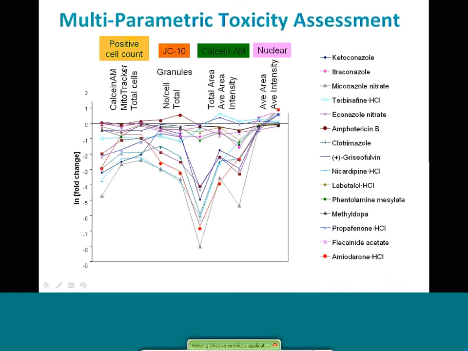So we have used cell counts, like for calcein AM, MitoTracker, or total cells, JC-10 readouts, like number of granules per cell, so total granularity, calcein AM total area, average area or intensity, and nuclear characterization, like average area or average intensity. Some of those parameters have more dynamic range than others. The one with the greatest dynamic range was calcein AM count or total area.